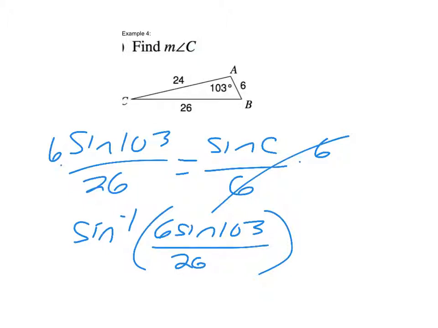So I have 6 sine 103 divided by 26. So I end up with about 13 degrees. So I get 12.994. So you could say 12.99 or about 13 degrees.